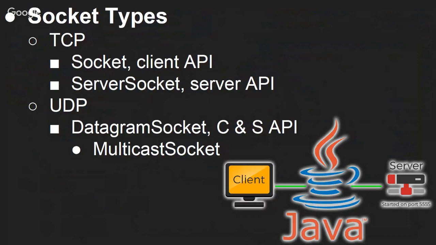So for UDP in Java, we use the datagram socket, and this is for both the client and the server. There is another subtype of datagram socket used in Java, named multicast socket. This is used to talk with multiple clients in the same network. I'm going to do an example with code with you, but only with the TCP socket. So let me show you.